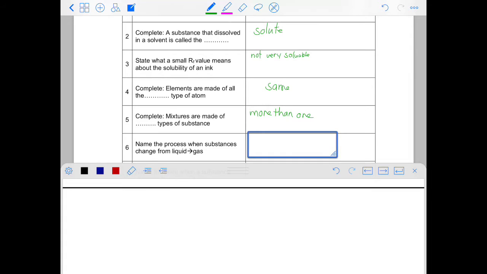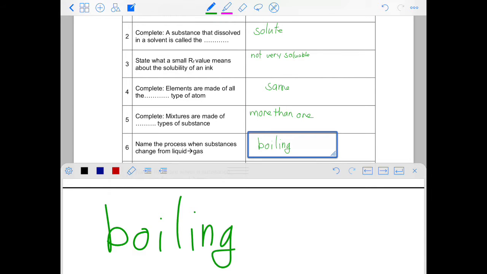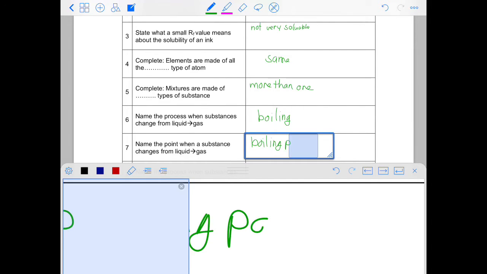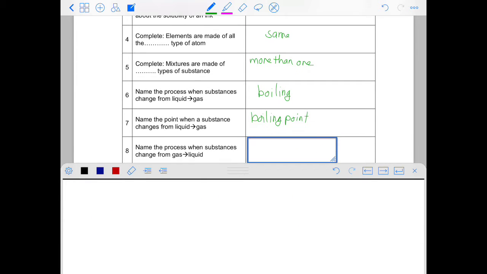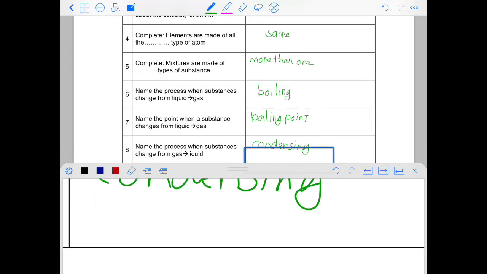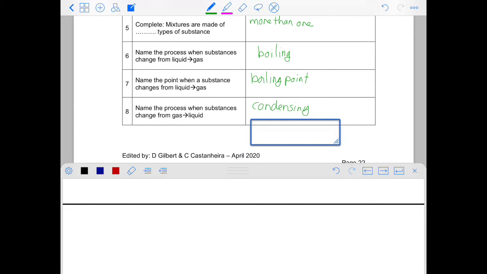The process when it changes from a liquid to a gas, that would be boiling. If you've written down evaporation, that would be correct as well, but I would like you to change it to boiling, as boiling is the better answer. The point when a liquid substance changes from a liquid to a gas, that would be the boiling point, which is always a temperature, usually in degrees Celsius. When it changes from a gas to a liquid, that is condensing. And the condensing also happens at the boiling point.